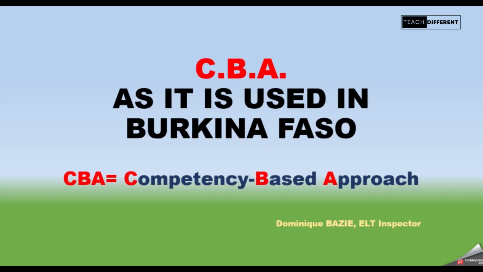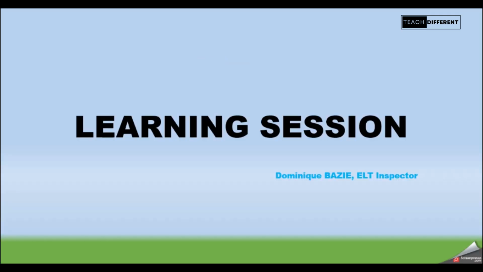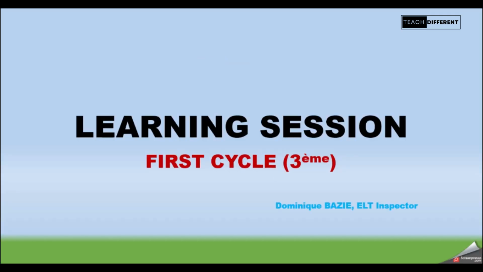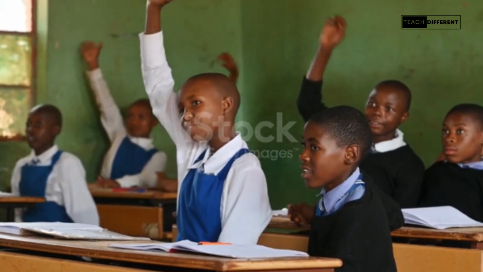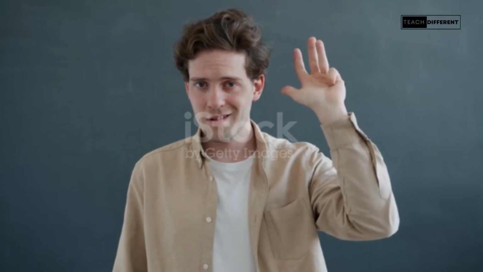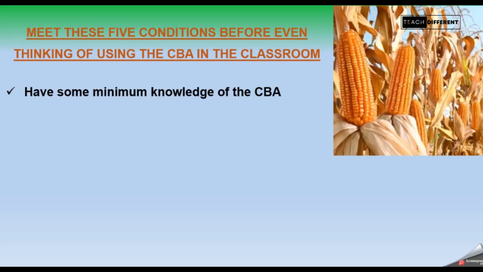Today's video is about a learning session for first cycle, and the class level is that of 3e class or Form 4. But before even thinking of using the CBA in the classroom, there are 5 conditions you need to meet first as a teacher.